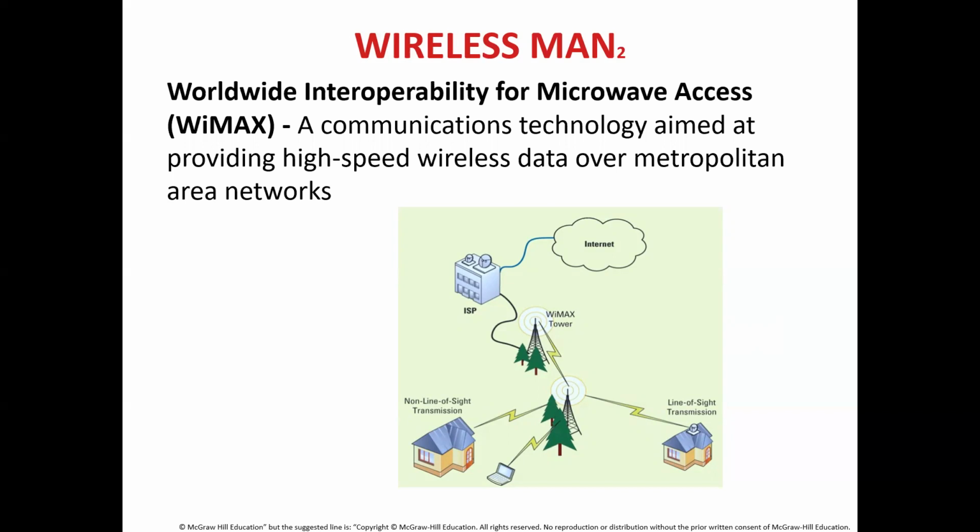A WiMAX tower station can connect directly to the internet using a high-bandwidth wired connection. It can also connect to another WiMAX tower using a line-of-sight microwave link. This connection to a second tower, often referred to as a backhaul, along with the ability of a single tower to cover up to 3,000 square miles, is what allows WiMAX to provide coverage to remote rural areas.